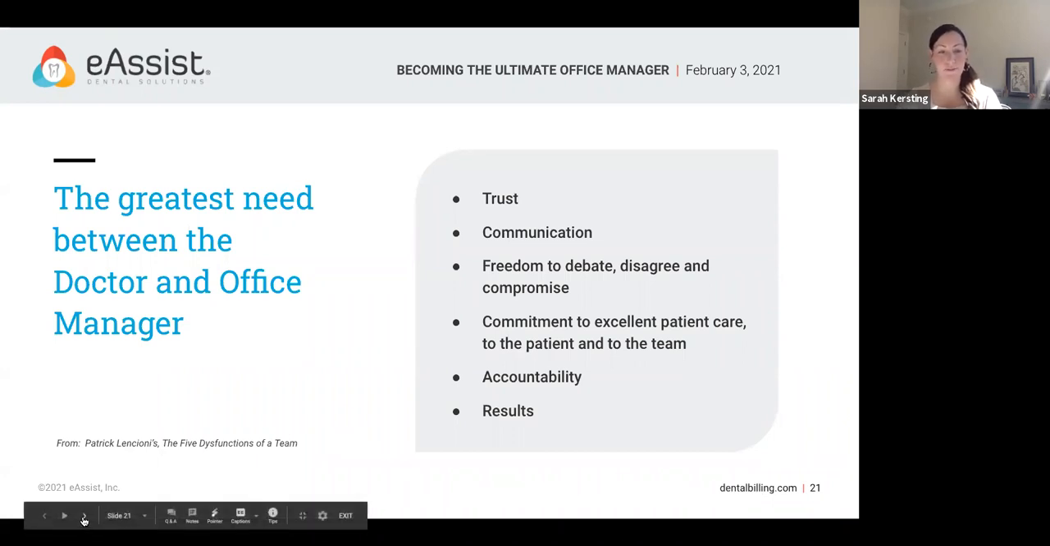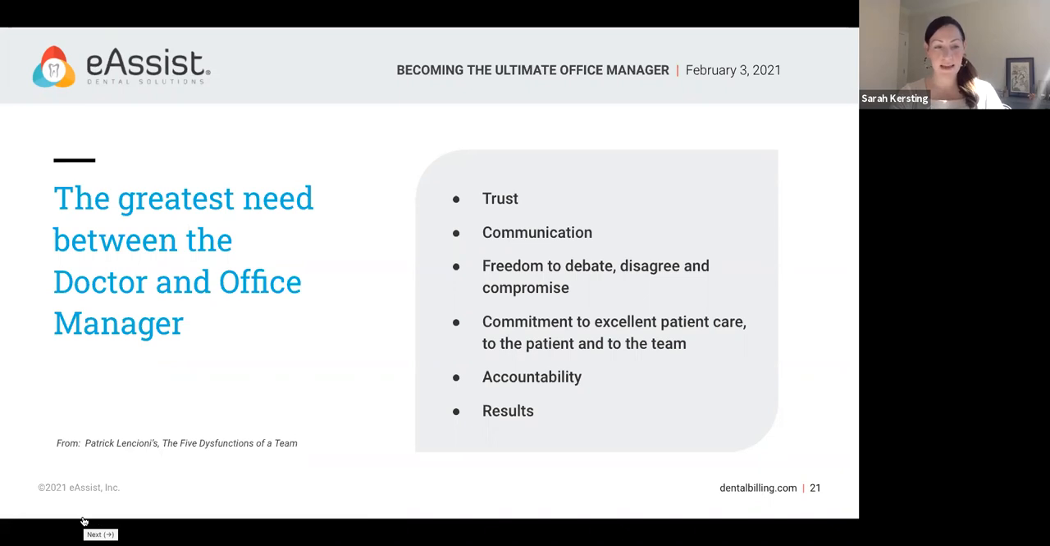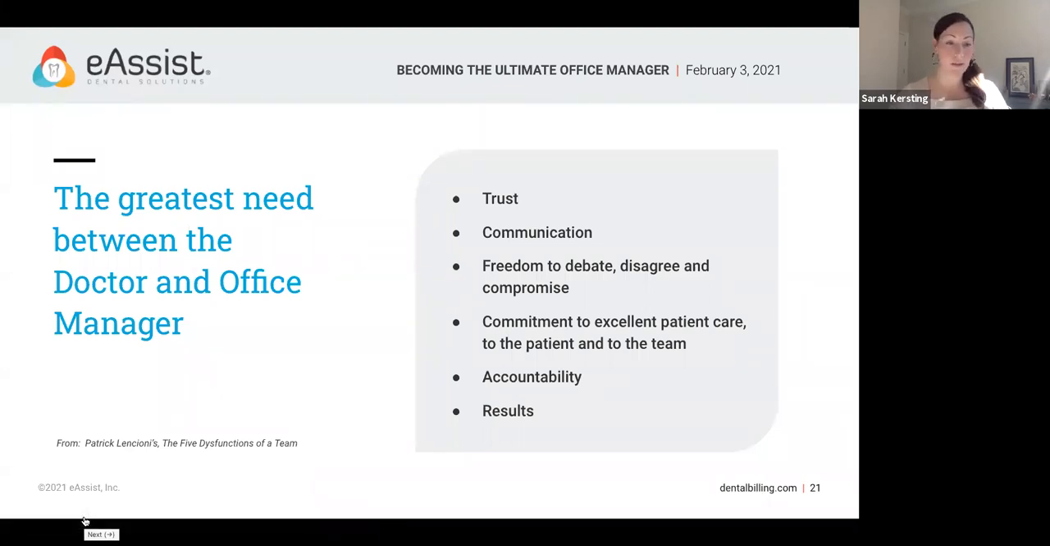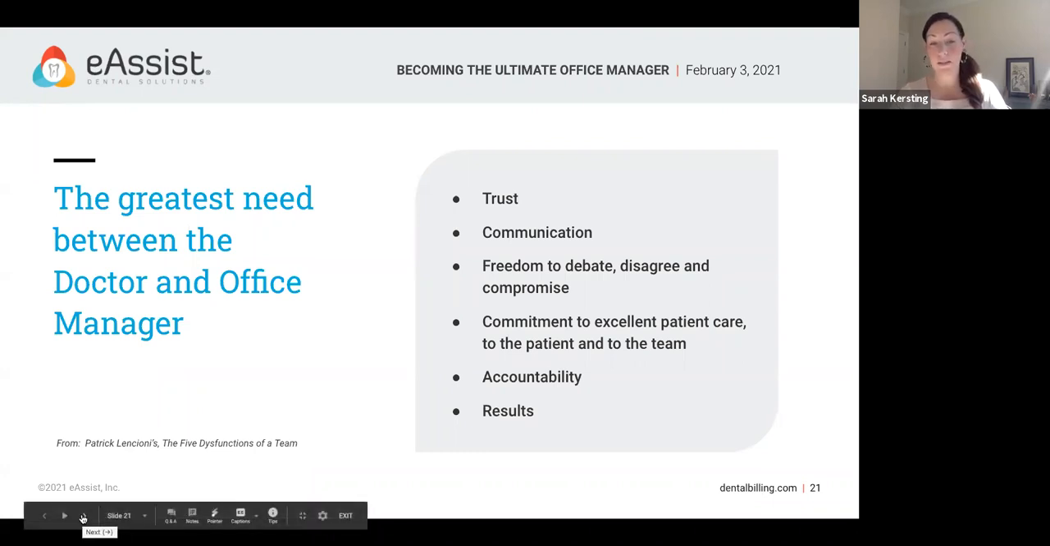These are really based off of the 5 Dysfunctions of a Team. If you have not read that, I would highly recommend it. This is a quick parable, really more than a book, and you can probably knock it out in your reading very quickly. It's based off of 5 dysfunctions and how to overcome them as a team, between the doctor and the office manager, or the office manager and the clinical team. This is the highest level summary of it. It is so worth reading the full parable by Patrick Lencioni.